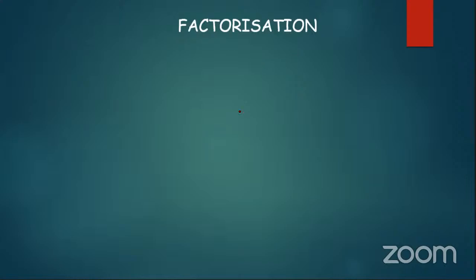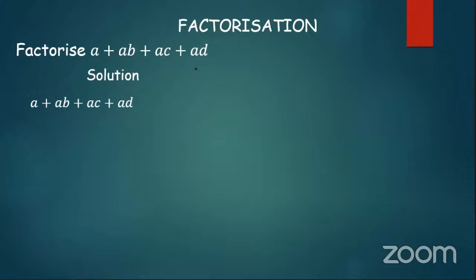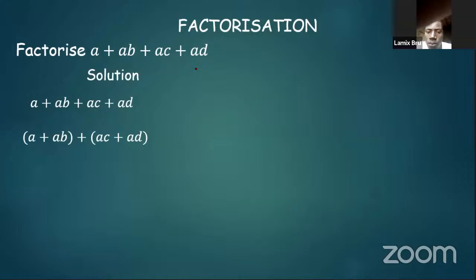Now factorize a plus ab plus ac plus ad. So this one, we are going to factorize it by grouping. So we group them into 2 pairs, where each pair contains 2. a plus ab is the first pair, and ac plus ad is the second pair.